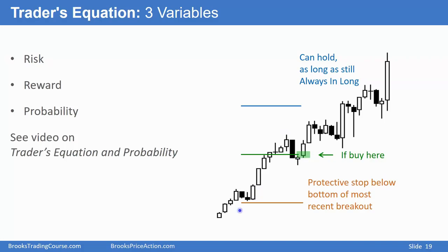So if I buy here and I put my stop here, that's my risk. If I'm trying to get out here, that's my reward. And pretty strong trend. Is the probability 50-50 that I'm going up here before I get here? Or is the probability higher than 50-50? It's higher than 50-50.